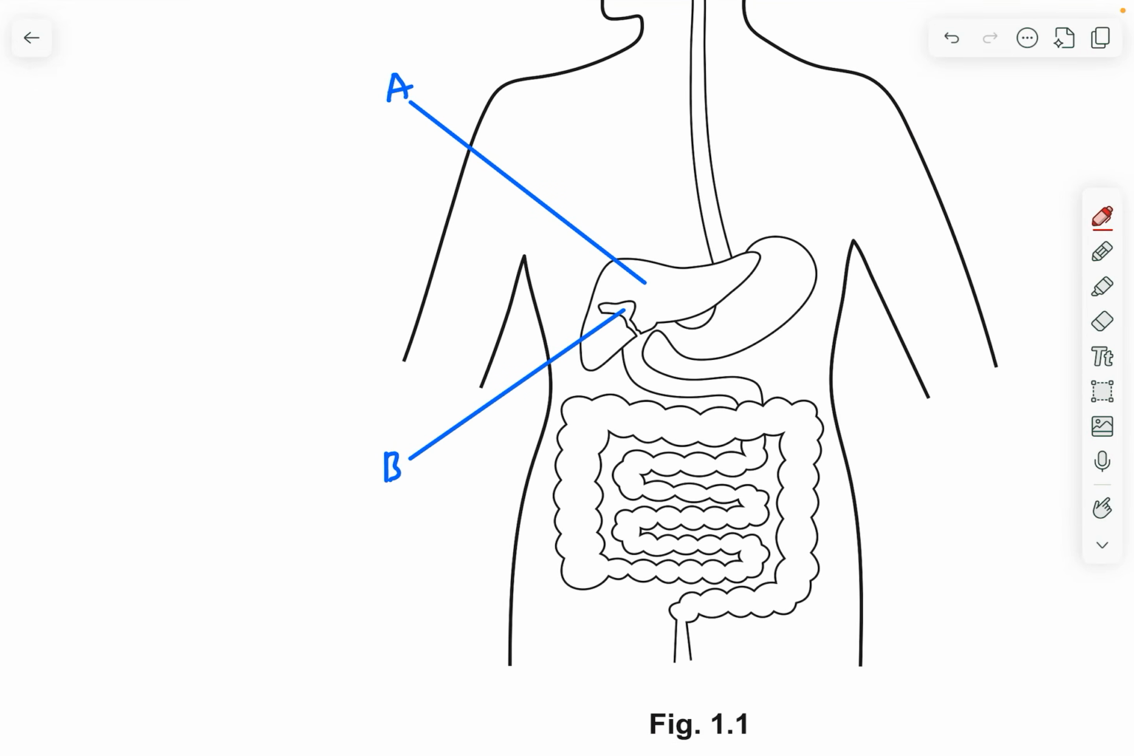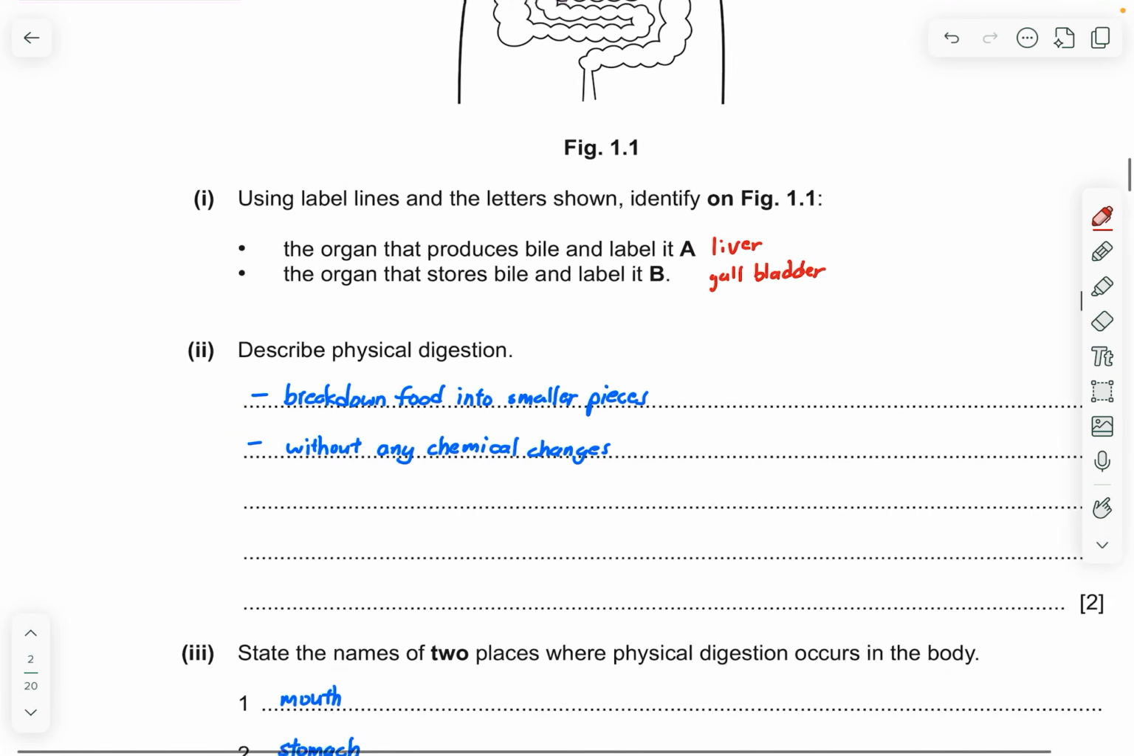A pointing to the liver. Please do not draw any arrowheads. You are supposed to draw a straight line only. And B is pointing to the gallbladder, all right? So just as simple as that. You don't have to complicate yourself.